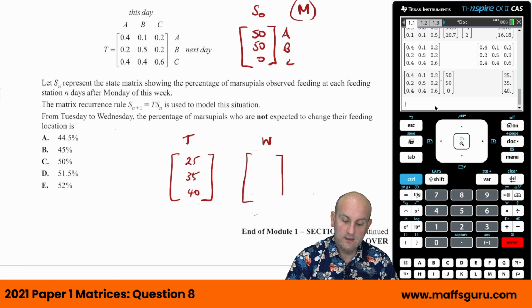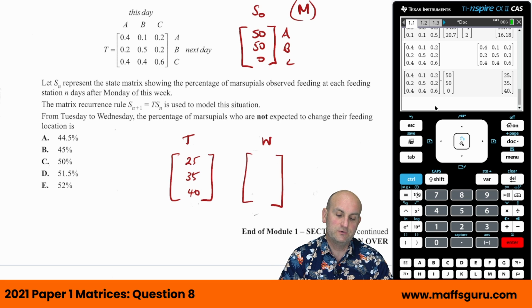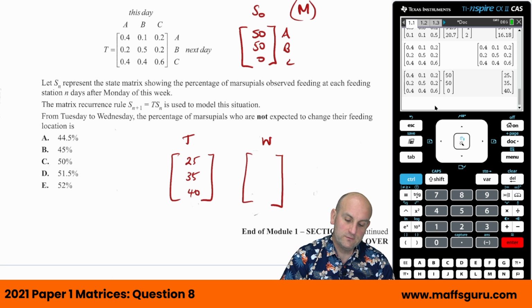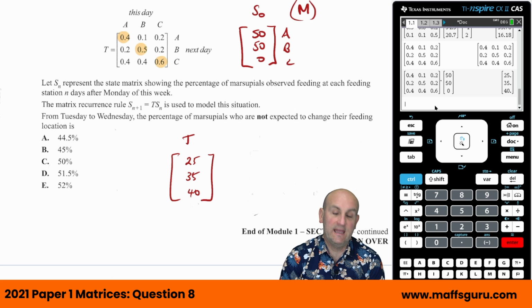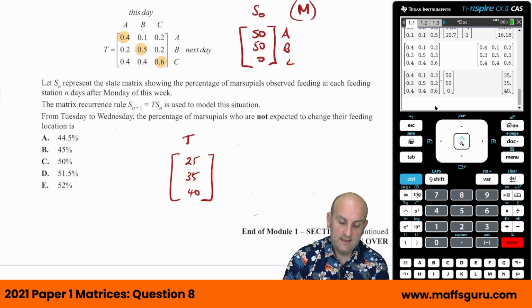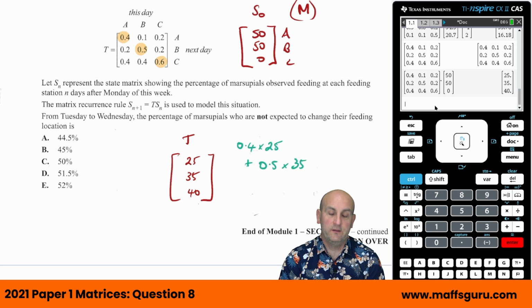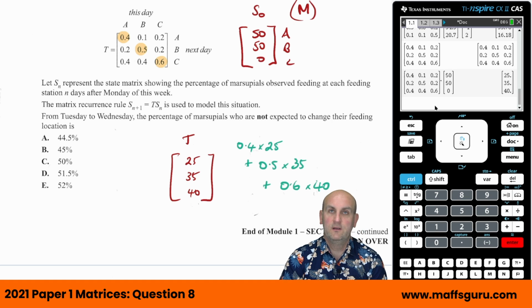Okay, and Wednesday is going to be, well, actually, I don't know that I need to work out Wednesday, because it says from Tuesday to Wednesday, the percentage of marsupials who are not expected to change. Well, if I look at my not change, that's 0.4, 0.5, and 0.6. So A going to A, 40% of what is already there isn't going to change. So I did 0.4, that's 40% of the 25% that is there, plus 50% of the 35, because those are the percentages that are already there. So 50% of those aren't going to change, and 60% of the 40% is not going to change.